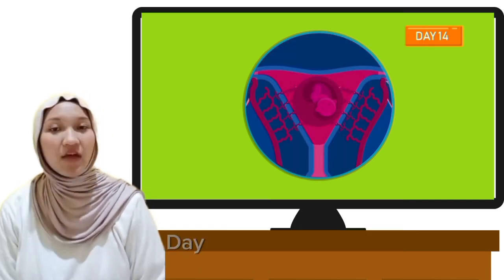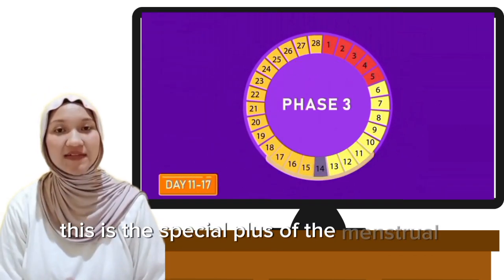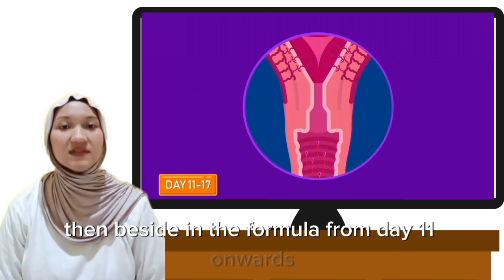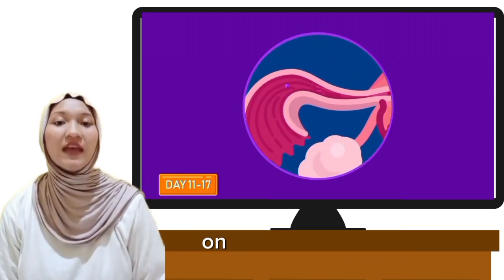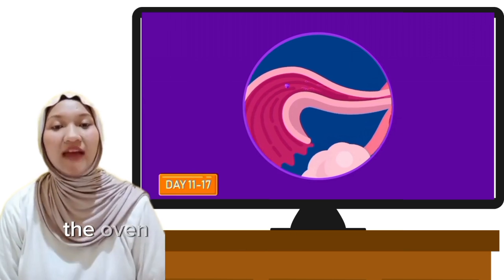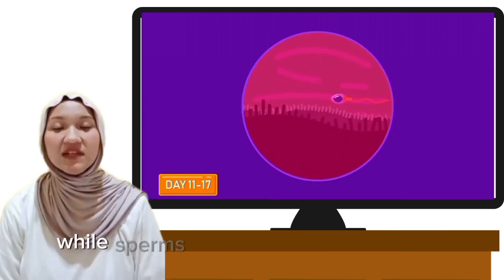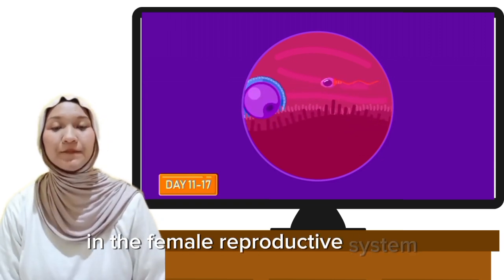pregnancy. Day 11 to 17, phase 3. This is the fertile phase of the menstrual cycle. Sperm deposited in the vagina from day 11 onwards can fertilize the ovum, which is released from the ovaries on day 14. The ovum can survive for 1 to 2 days after ovulation, while sperm can survive for 2 to 3 days in the female reproductive system.